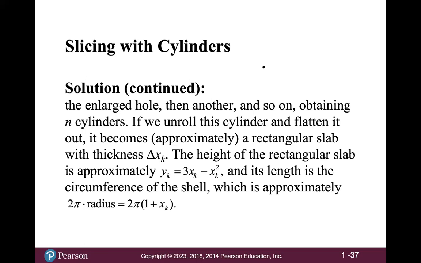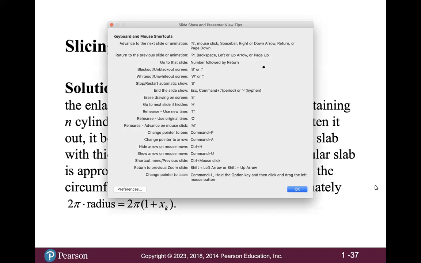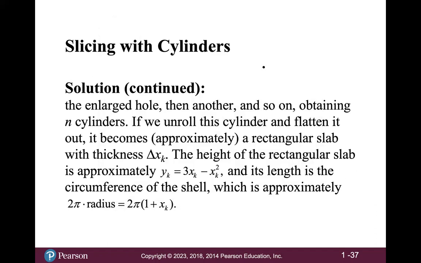The height of the rectangular slab is approximately y sub k, which is 3x sub k minus x sub k squared. That comes from the equation of the parabola. And its length is the circumference of the shell, which is approximately 2 pi times the radius, or 2 pi times 1 plus x sub k.